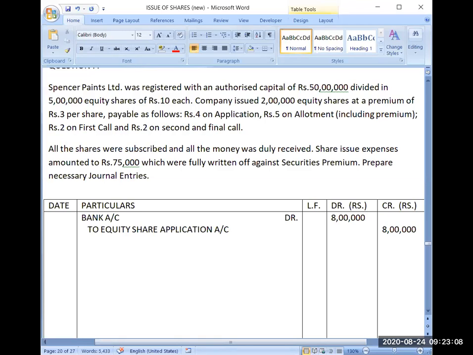So this is the simplest journal entry of this question. You have to just verify how many applications you have received and multiply by amount per share per application. Okay, now the second entry will be, I am avoiding the narrations. We have discussed it more than enough. So please make a habit of writing narrations yourself. Equity share application account debit.